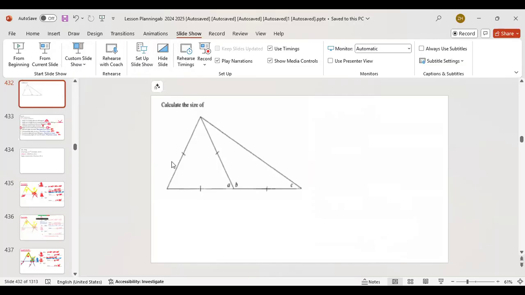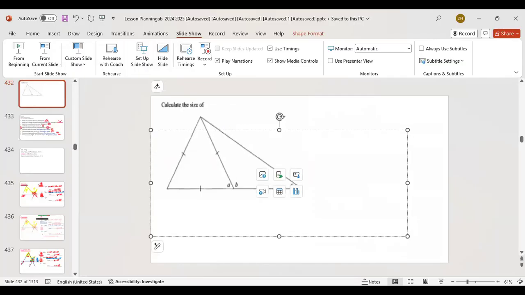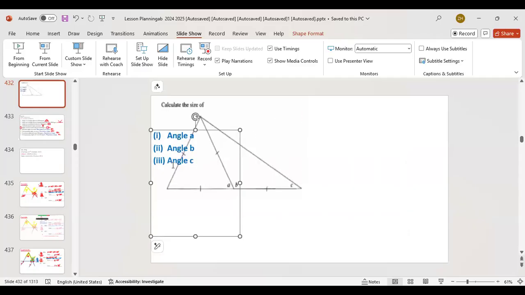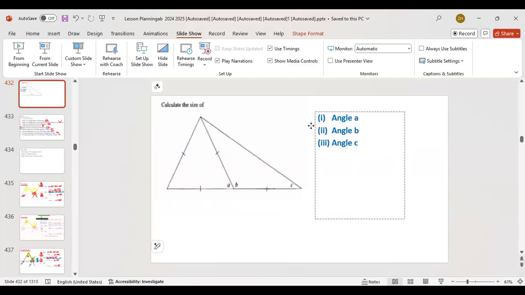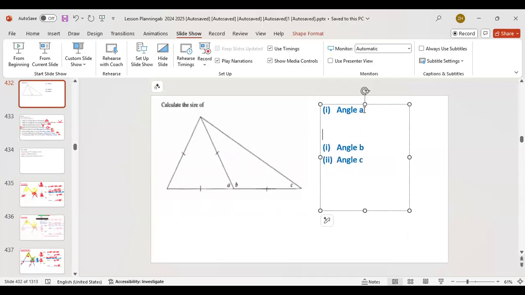All right, so we have number one. A, calculate angle A. B, calculate angle B. Then calculate angle C. That's simple. So let's go ahead and put your answers inside the chat. I would love to see what your answers are.